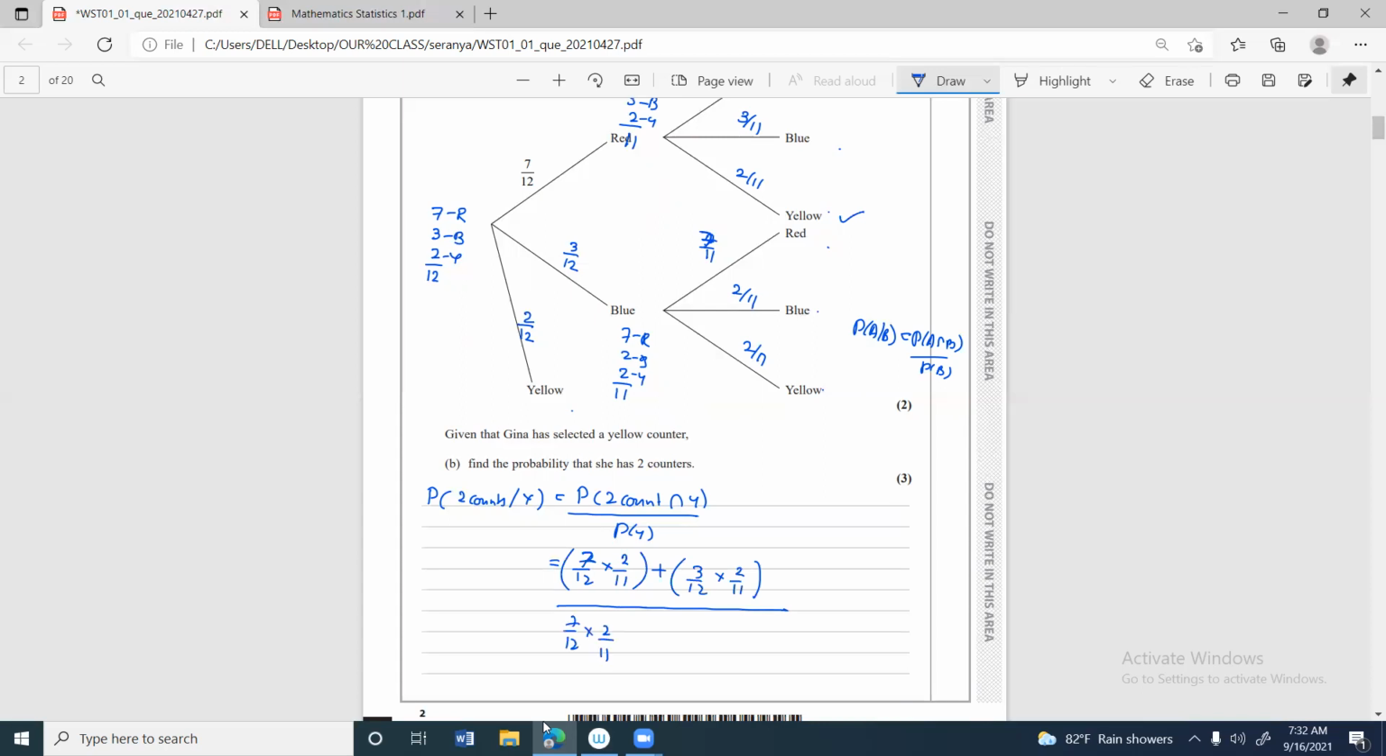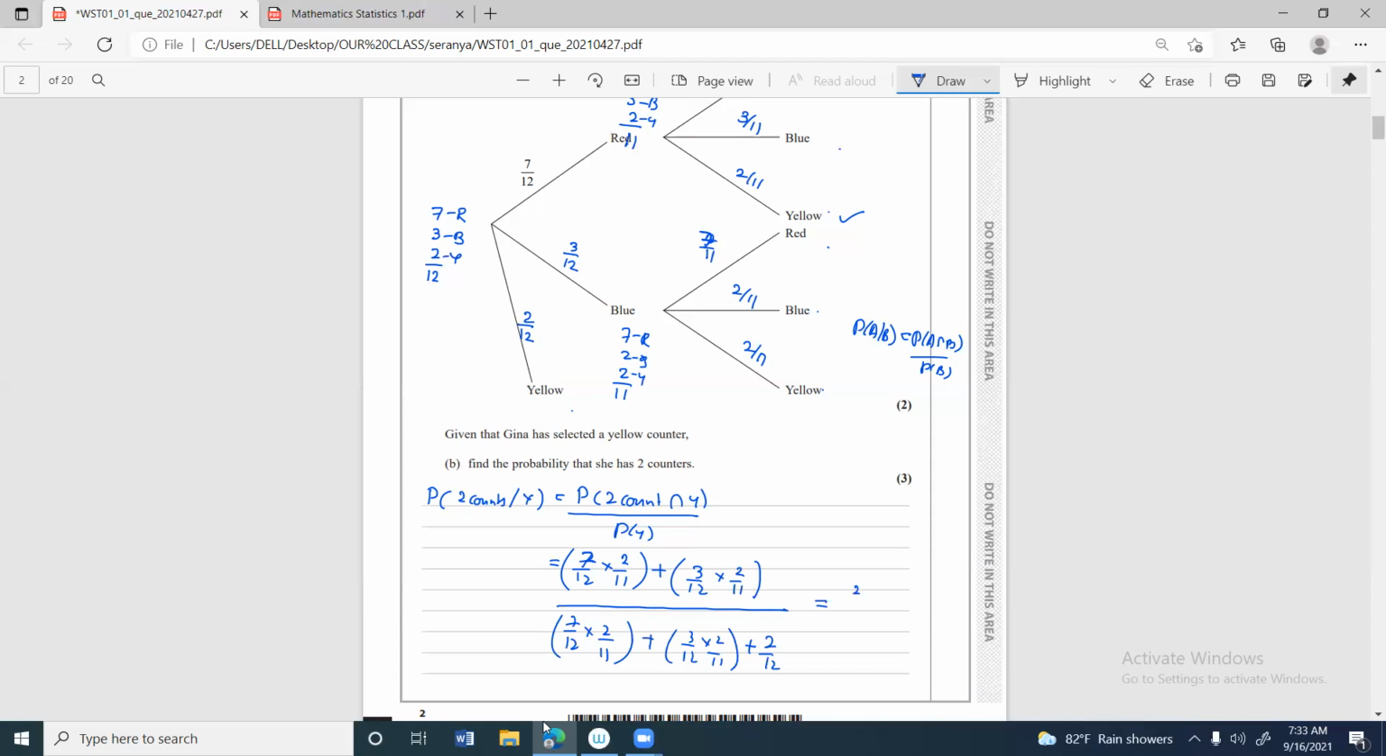Here you have a yellow counter plus 3/12 into 2/11. That one also has another yellow counter, and there is another yellow counter over here. There is no such restriction. Here they are concerned about somehow obtaining a yellow counter, right? If you operate these, you can simplify like this: 20/132.